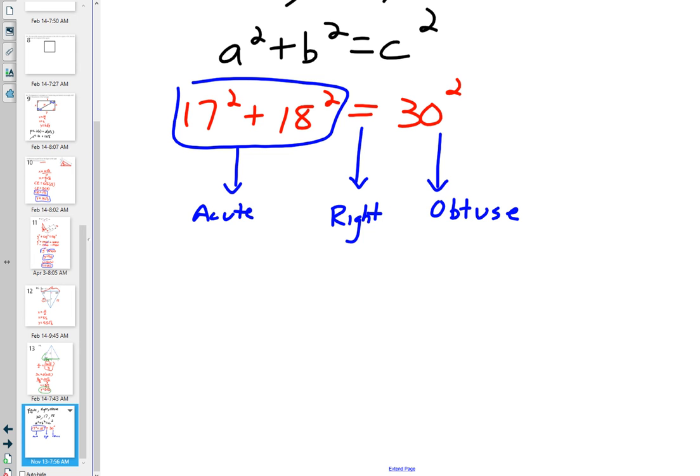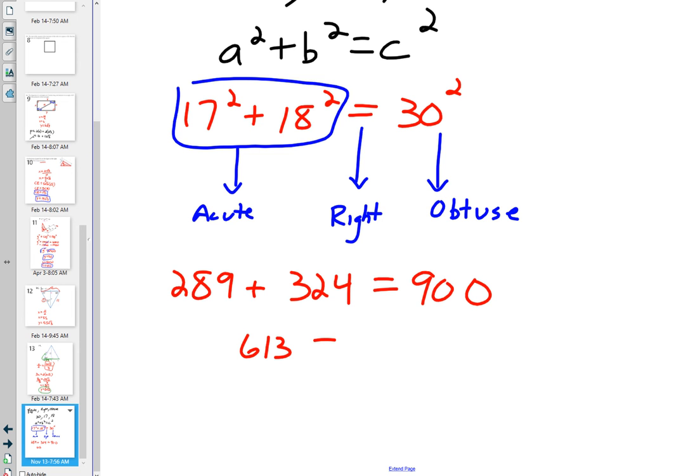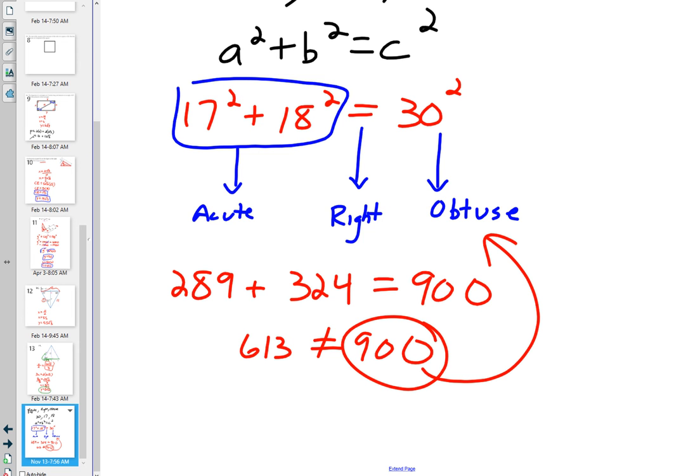17 squared is what? That's 289? Yes, sir. 289 and 324. Plus 324 would have to equal 900. 613 is obviously not equal to 900, so we know it can't be right. And because the number over here is bigger, that would be obtuse. Does that make sense? Do I need to do another example of that?